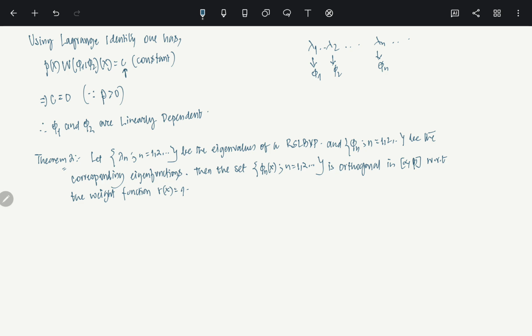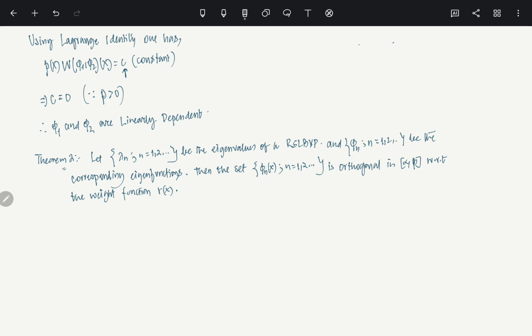So phi m times phi n, with respect to the weight function, R(x) is fine. R(x) equals 1 also will work, but generally here there is an R(x), so we keep it. So basically, they are orthogonal. It means that the integral of phi m(x) phi n(x) R(x) dx is going to be 0, for m not equal to n. This is what the theorem says.